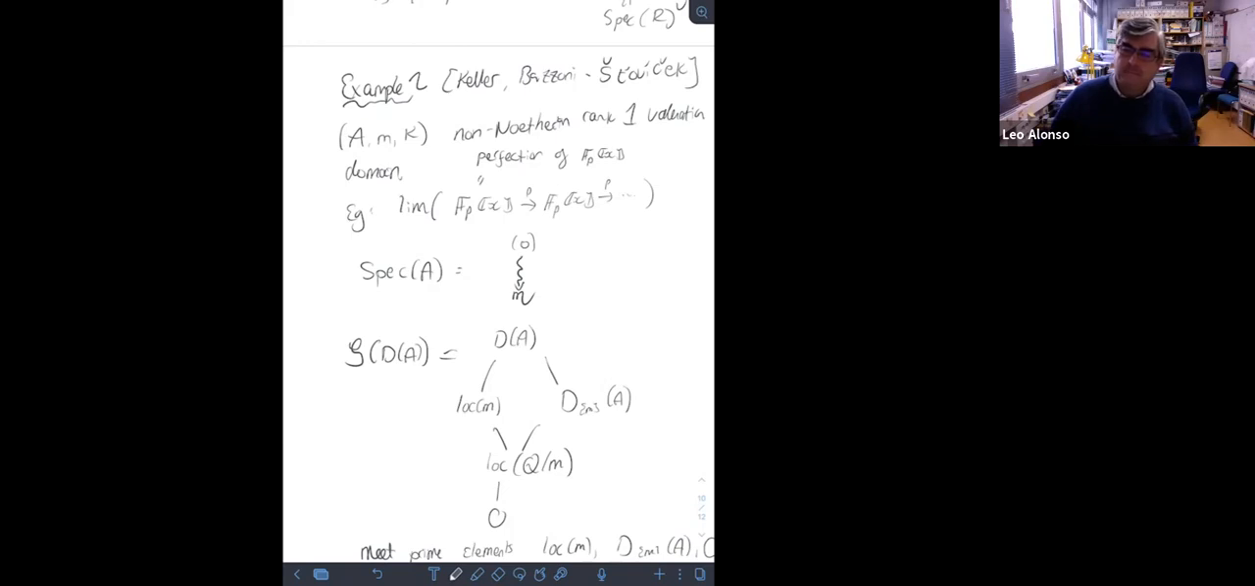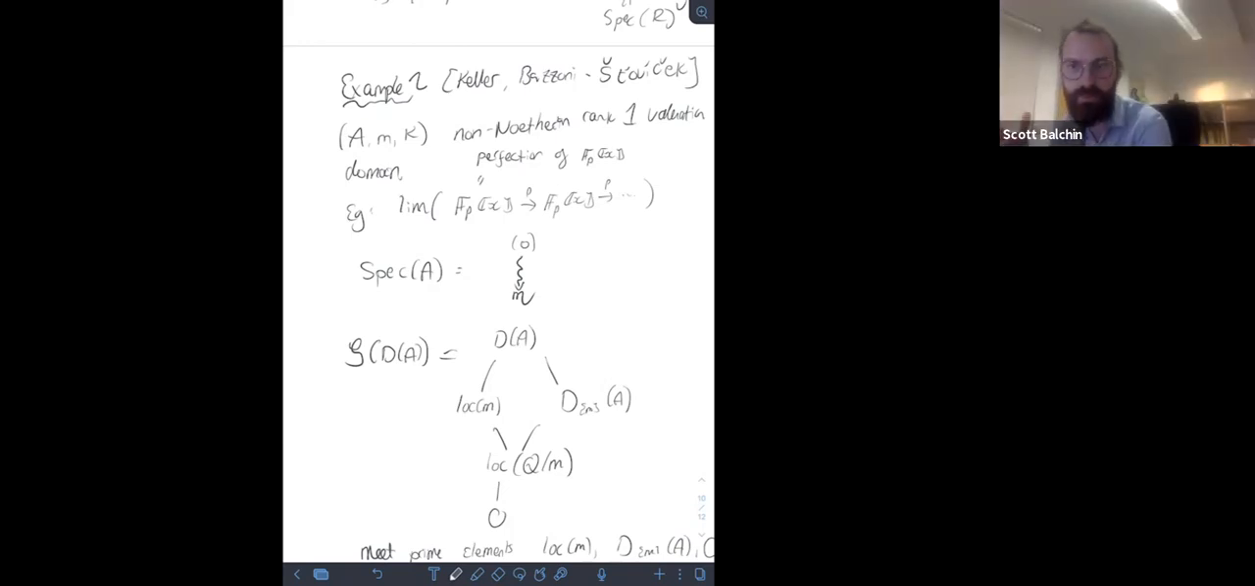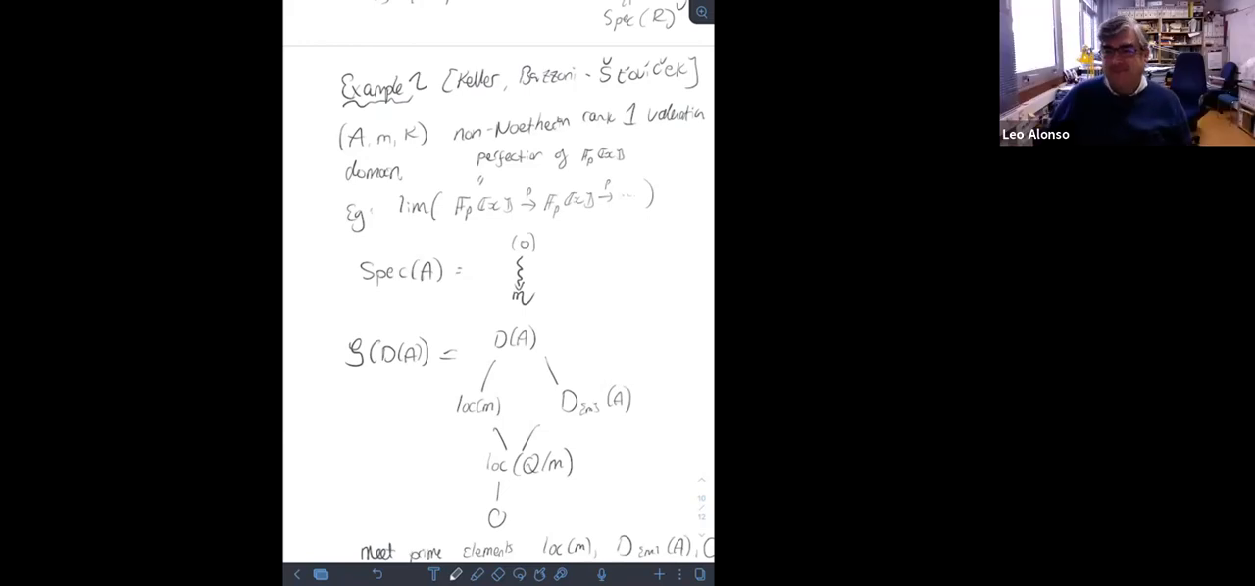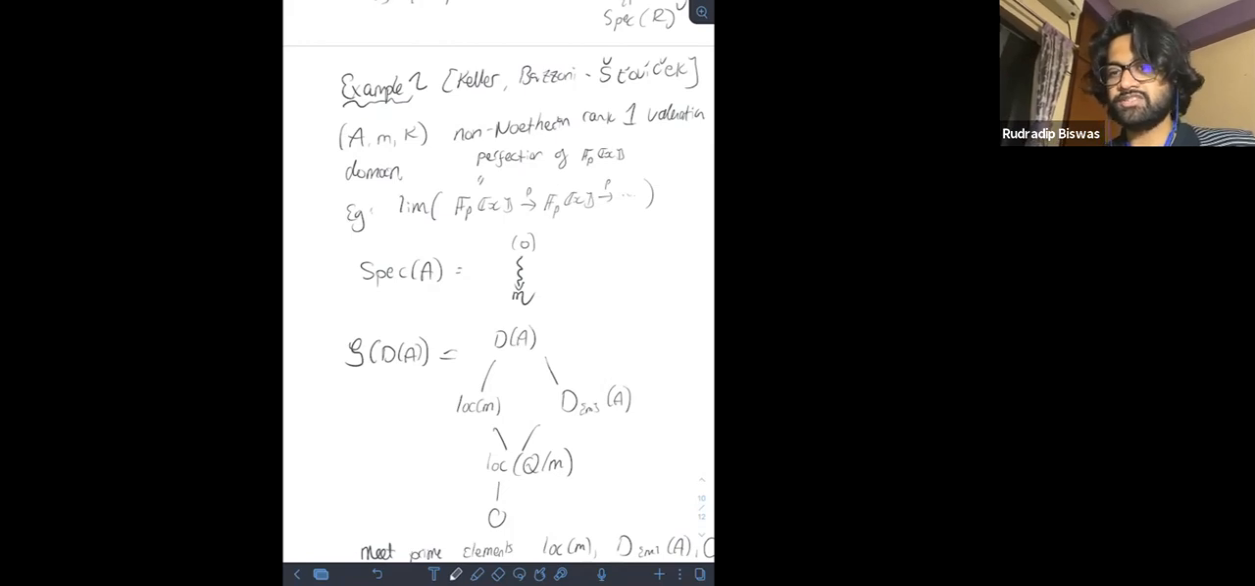Still, the smashing spectrum isn't fine enough to really capture all information, of course. There's still wild things out there. So in the preprint with Greg, we also introduced something called the big spectrum, which looks at even more horrible things. We look at basically prime localizing ideals. But the problem is, again, we don't even know if this thing is a set. Yeah. Okay, thank you. Yeah, thanks, Leo. Any more questions for Scott?